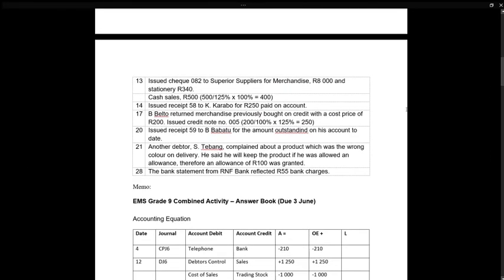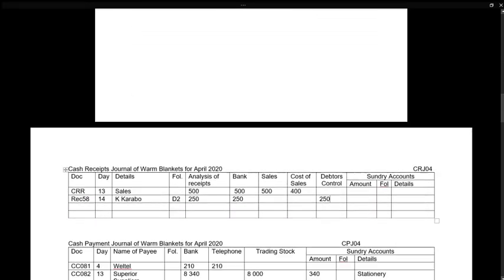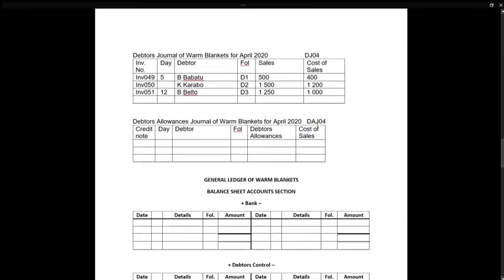Next transaction took place on the 17th. B. Balter returned merchandise previously bought on credit with a cost price of 200 Rand. Issued credit note 005. Okay, so now B. Balter bought stuff previously, is unhappy now, and he's returning it. But remember, B. Balter never paid for this product. He still owes us the 250 Rand, which we calculated here. We just need to deduct it from the amount that he owes us. And this will take place in our debtors allowances journal.